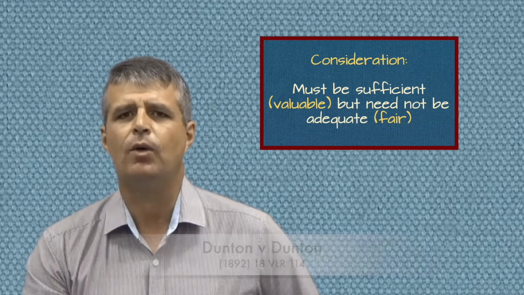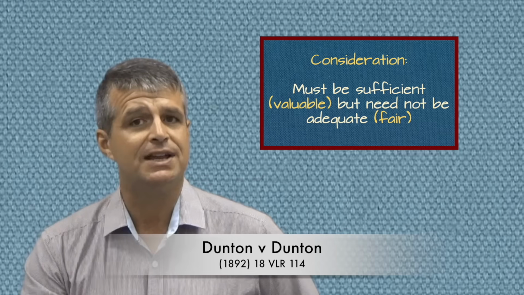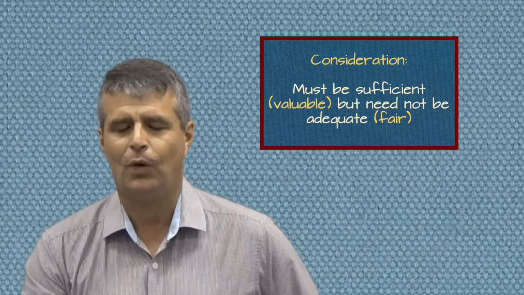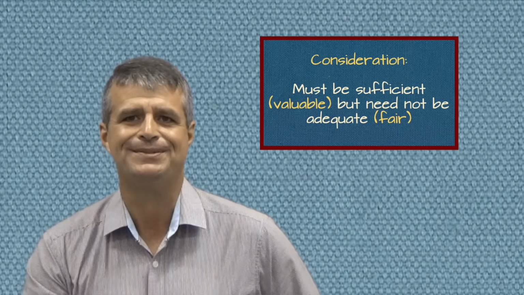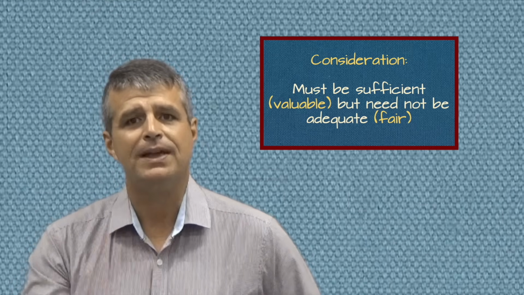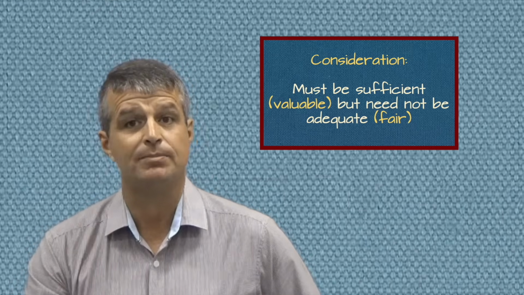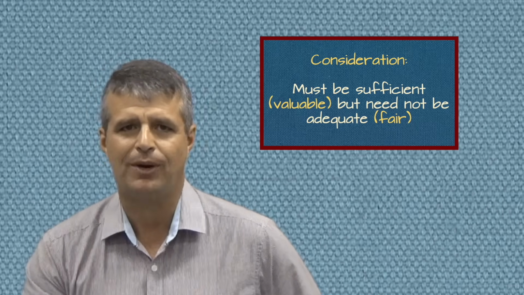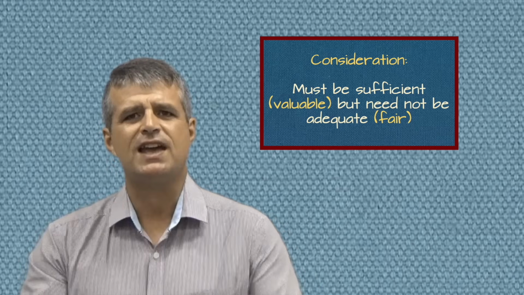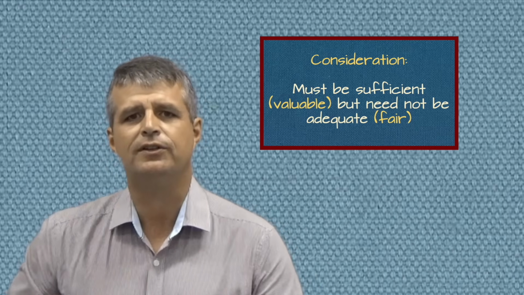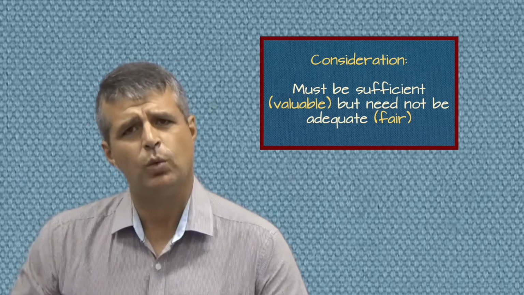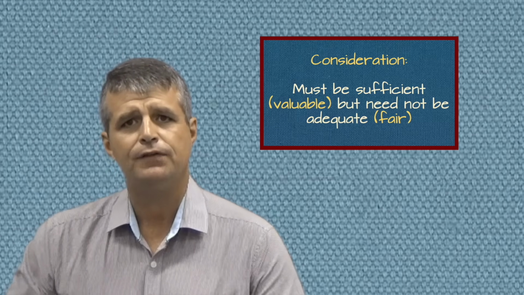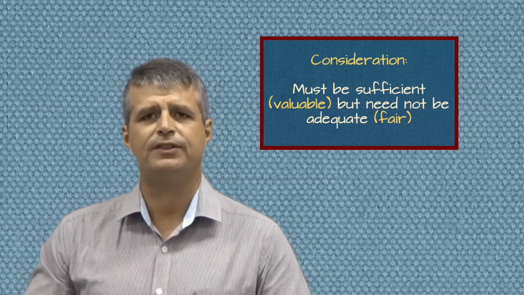The next thing to consider is how much consideration is required. The rule is that consideration needs to be sufficient but need not be adequate. What on earth does that mean really? Well, it means that the consideration has to have some type of value. So it's referred to as valuable consideration. However, when we say the consideration need not be adequate, we mean there doesn't need to be equal value on each side. If you want to sell me your car for $20, you can.